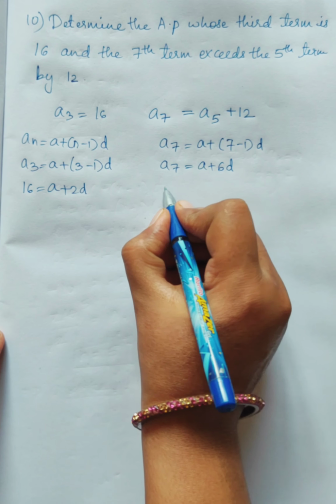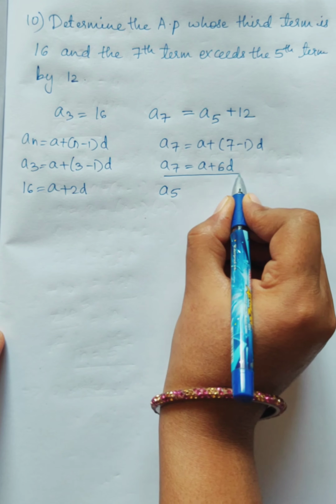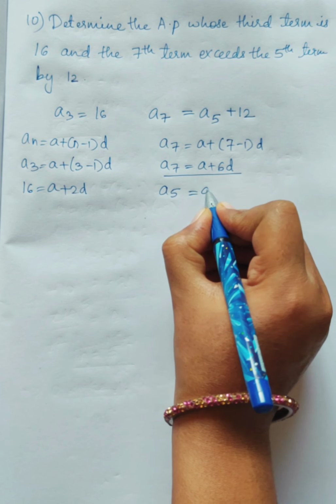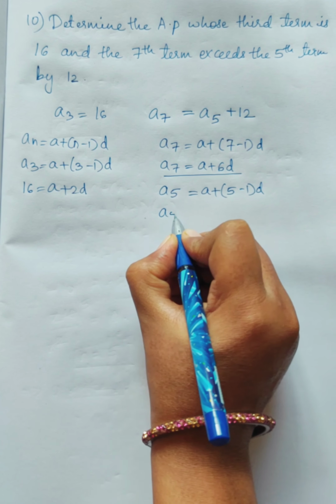Then what will be A5? See, A7 is a plus 6d. I am going to mark it like this. A5 is what? a plus (5 − 1) into d. So what will the A5 value be?